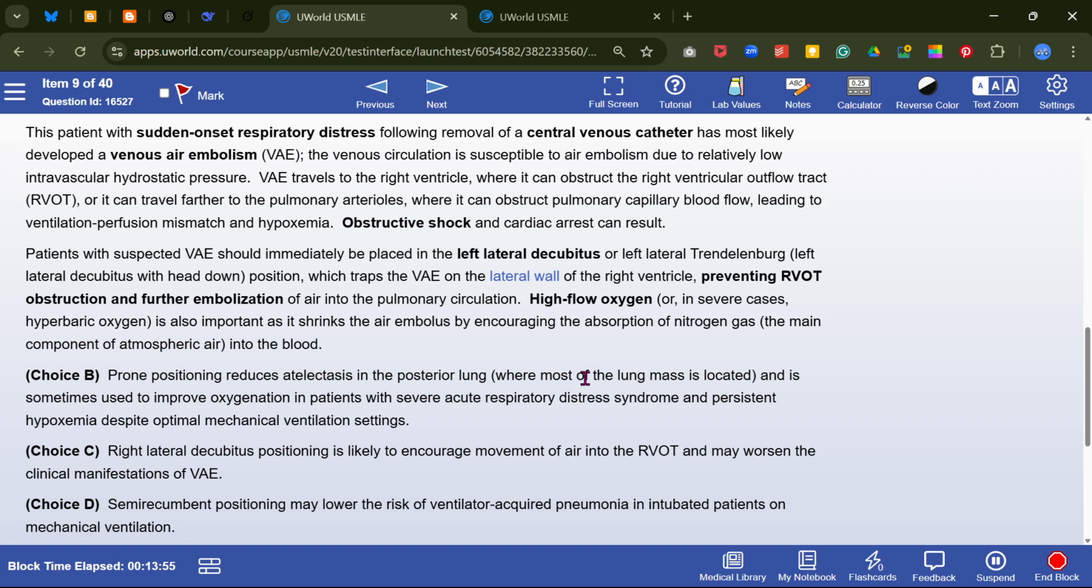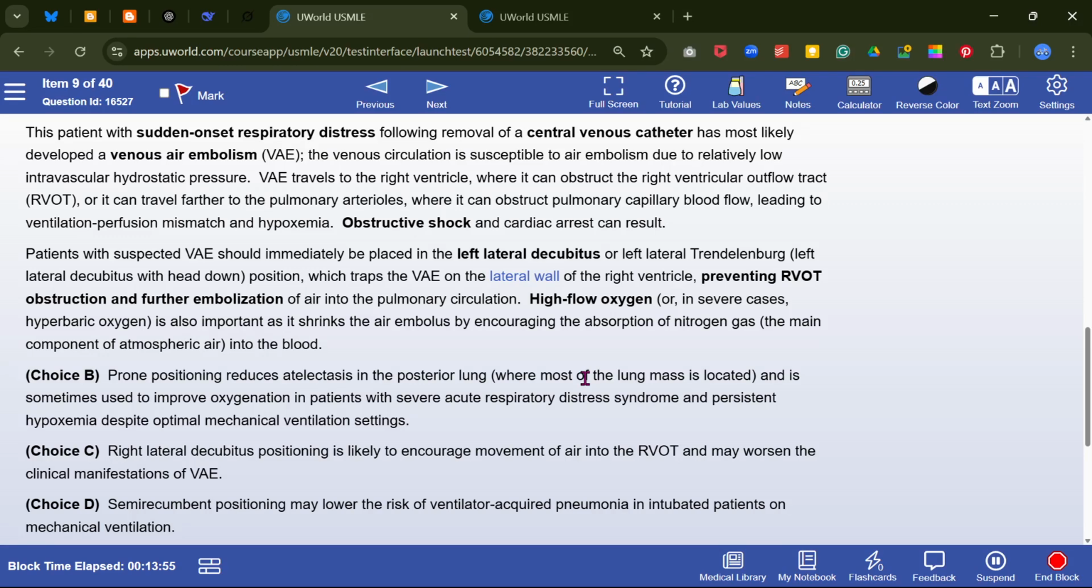A patient with suspected venous air embolism should be immediately placed in the left lateral decubitus position, or left lateral Trendelenburg, which is left lateral decubitus with head down. This traps the air on the lateral wall of the right ventricle, preventing right ventricular outflow tract obstruction and further embolization of air into the pulmonary circulation.